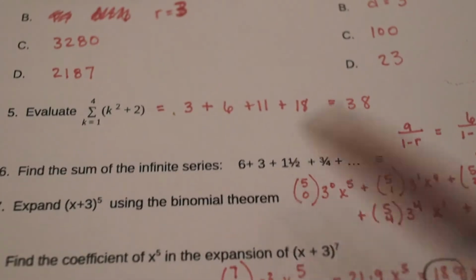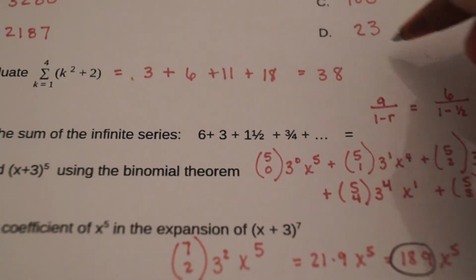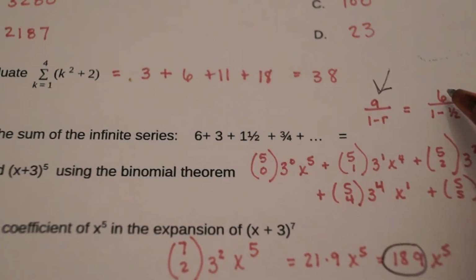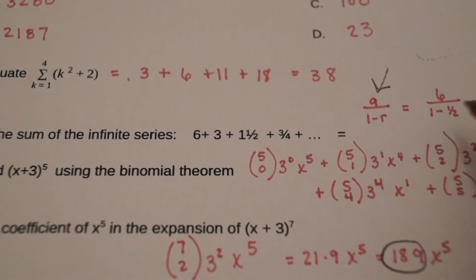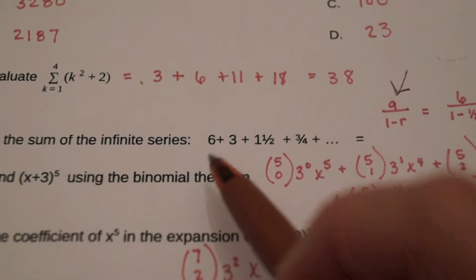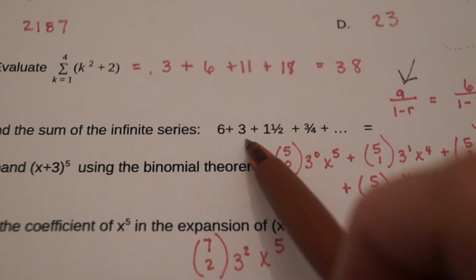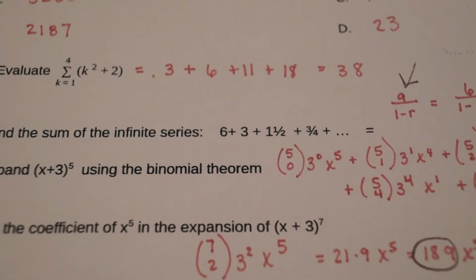The sum of the infinite series comes from this formula, which again will be given to you on your formula sheet, but there's the formula. So the first term goes here, and then 1 minus the common ratio. The common ratio, remember, is the thing I multiplied by each time. So 6 times 1/2 gives me the 3. 3 times 1/2 gives me the 1/2.